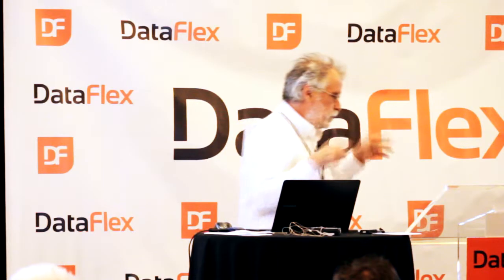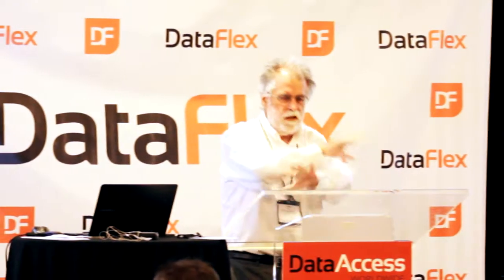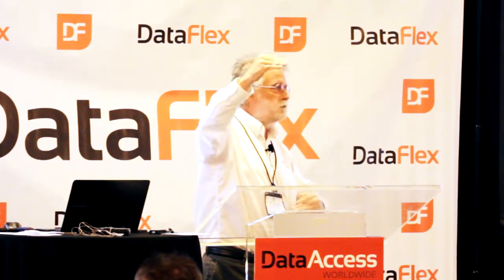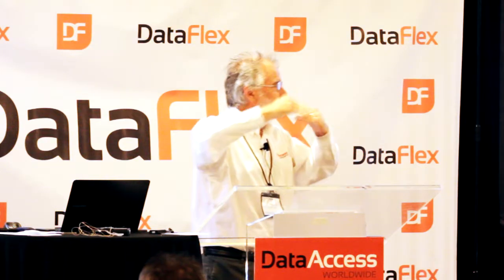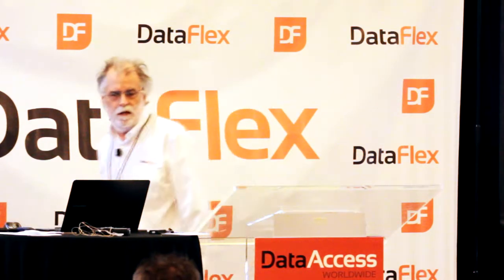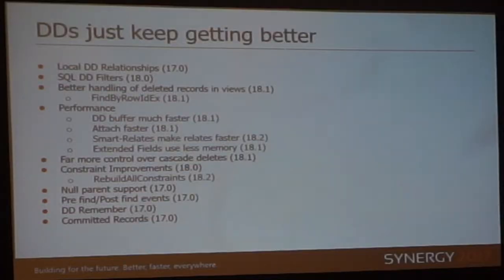This use of extended fields uses less memory. This has something to do with another technology I'll talk about in a second, but what it really means is when you have big comment fields or big text fields in your data dictionaries, and you have lots and lots of data dictionaries, each data dictionary used to reserve enough space for the worst case comment load. Now they're all small. It grows to whatever size it needs, so it needs a lot less memory. You have more control over cascade deletes.